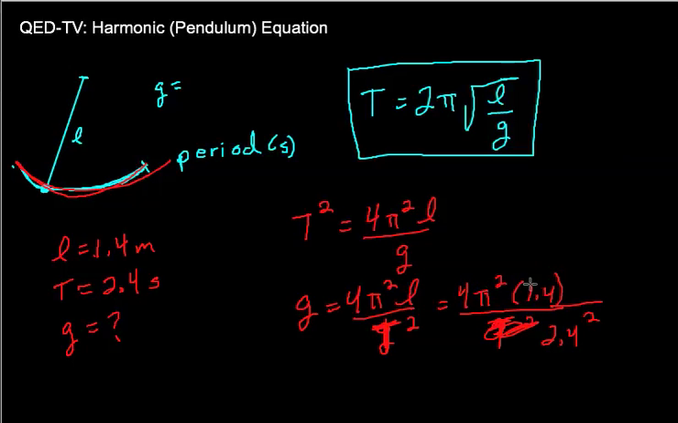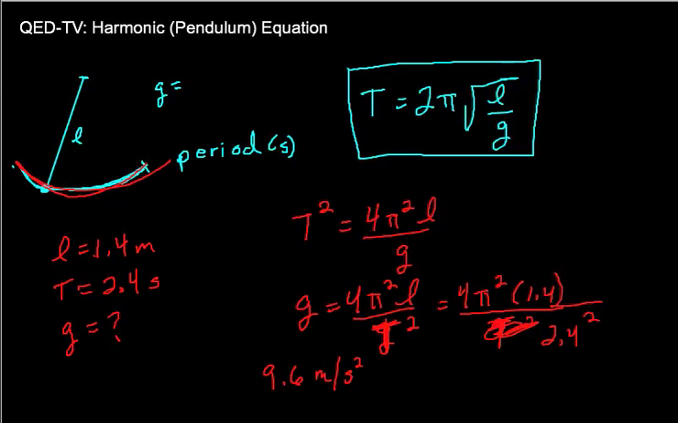So I have 4 pi squared times 1.4 over 2.4 squared, and if you put that in your calculator, it gives you a gravity of about 9.60 meters per second squared, which means we're probably still on the Earth, but since gravity is a little bit lighter, we're probably a little further away, so we might be somewhere on a mountain or something like that. And so that's how you can solve this pendulum equation for gravity.